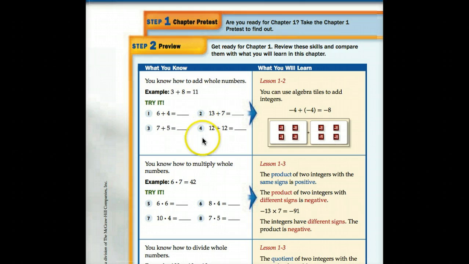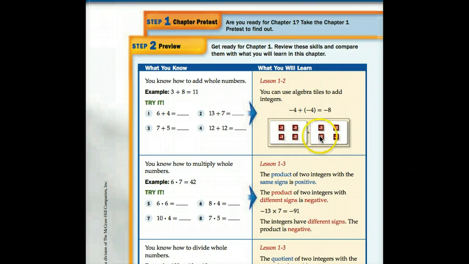So you're going to pause the video, you're going to work the 4 problems, and then compare with each other to see what kind of answer you got. Very good, you guys aced that, didn't you? So what are we going to be learning in Chapter 1? Well, in Lesson 1-2, we're going to learn how you can use algebra tiles to add integers. Do you know what an integer is? Well, an integer is all positive whole numbers and their opposites. So it'd be the negative numbers, 0, and the positive numbers.